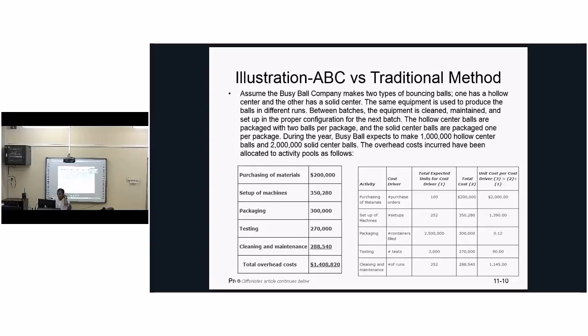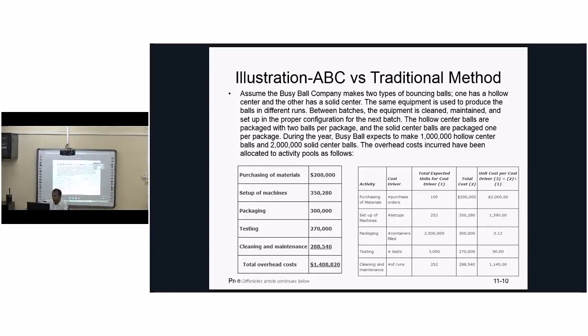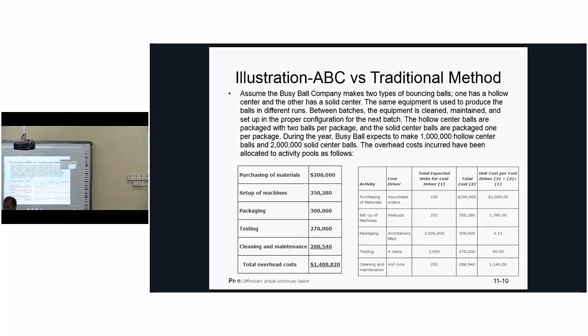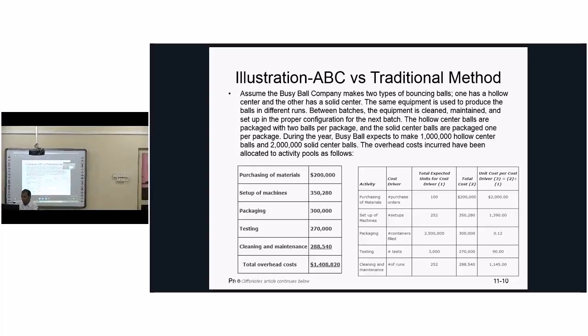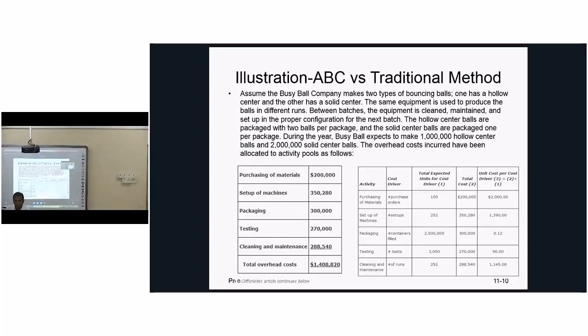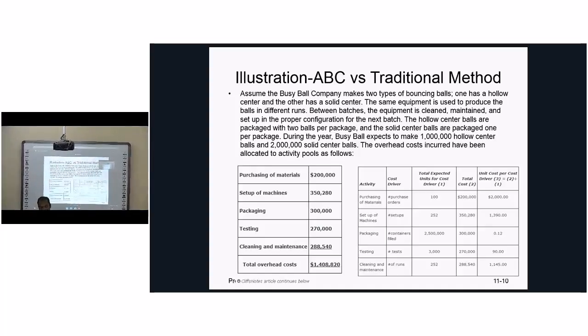For example, if you look at the packaging, again you can look at total cost is 300,000. You need 2.5 million container fills. So cost per driver is 0.12. Likewise, you can calculate for each cost driver what the cost is going to be. So that is the fundamental principle in activity-based costing. You break down all the overhead cost into different sets of activities and you calculate the cost per activity. This is very much important when it comes to performance measurement. I will tell you the reason in a little while.